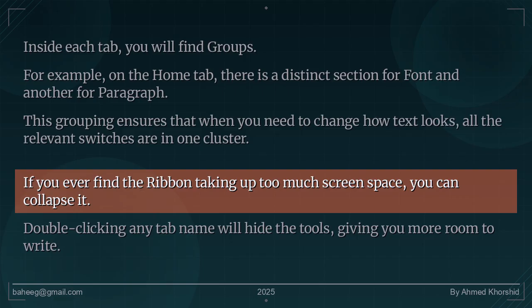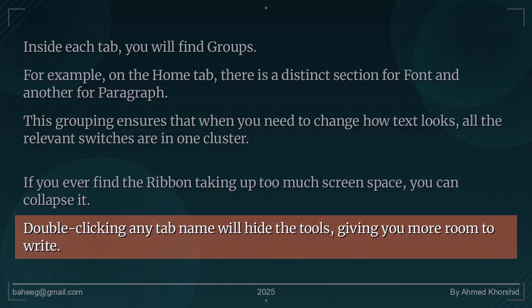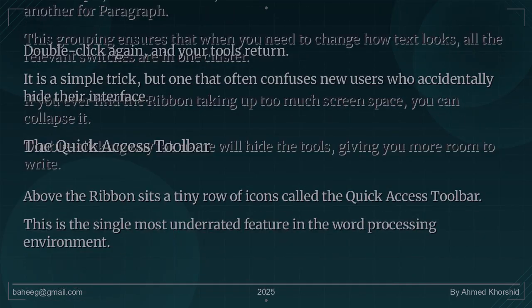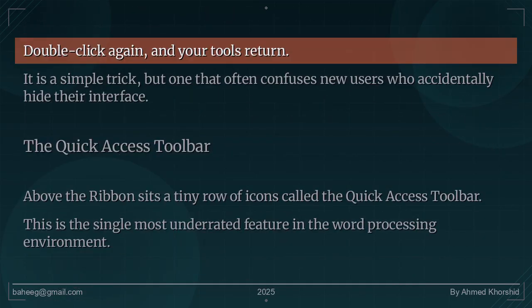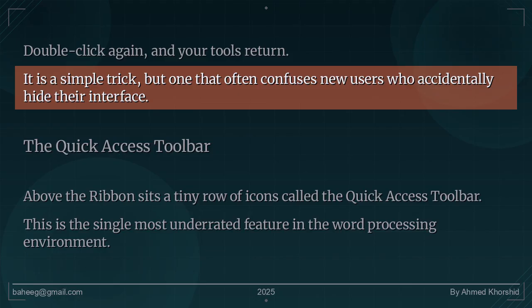If you ever find the ribbon taking up too much screen space, you can collapse it. Double-clicking any tab name will hide the tools, giving you more room to write. Double-click again, and your tools return. It is a simple trick, but one that often confuses new users who accidentally hide their interface.